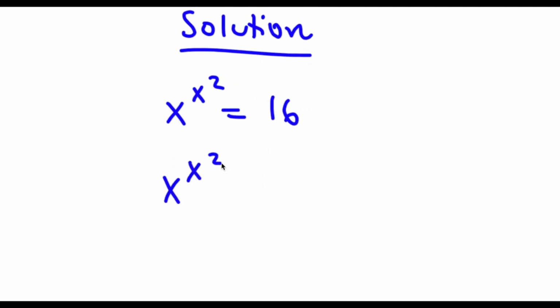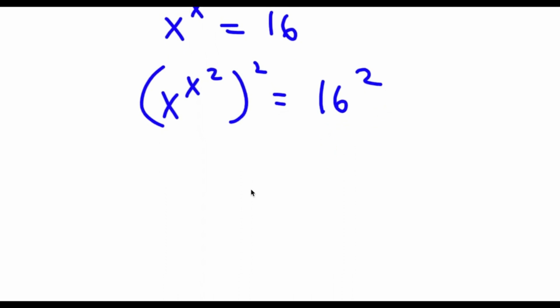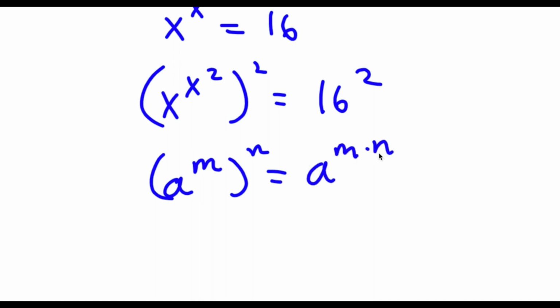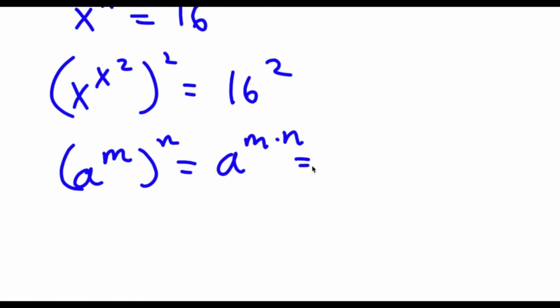So now I have x to the power of x to the power of 2, to the power of 2, is equal to 16 to the power of 2. An important property of exponents is that if I have something in the form a to the power of m to the power of n, this is equal to a to the power of m times n. And m and n are interchangeable, meaning a to the power of m times n is the same thing as a to the power of n times m.